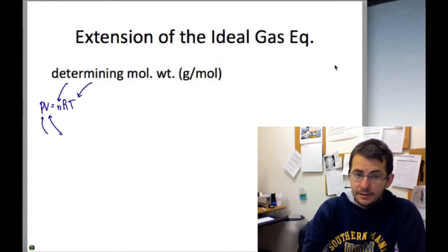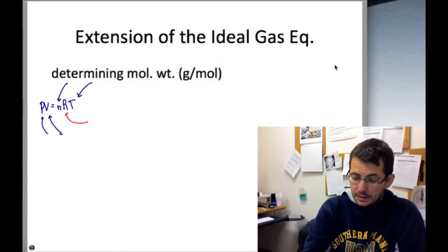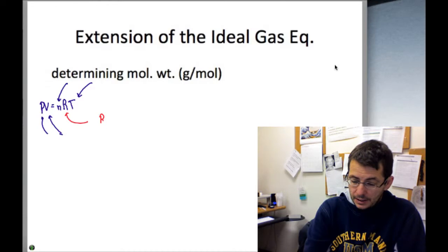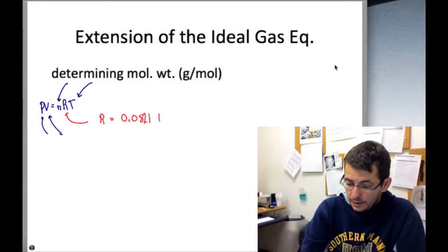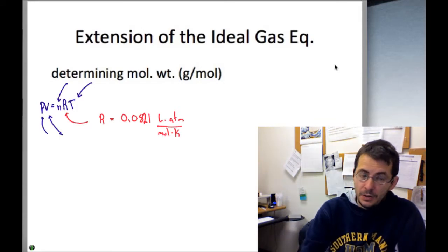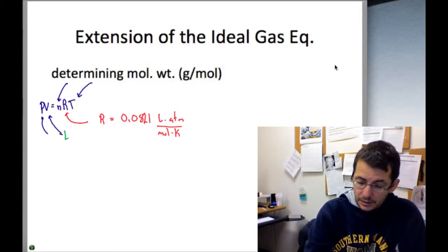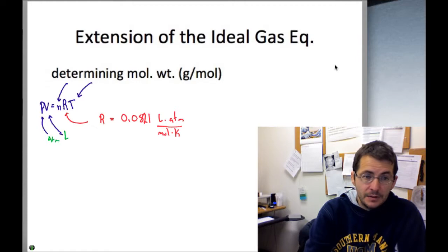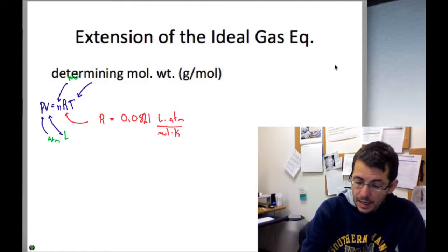Those four quantities, again, are pressure, volume, number of moles, and temperature. And they're all related via a proportionality constant, which we call the gas constant, which for us usually has the value 0.0821 liter atmospheres per mole Kelvin. This suggests strongly that the units for volume would have to be in liters, pressure in atmospheres, n would be moles, and T would be in Kelvin.